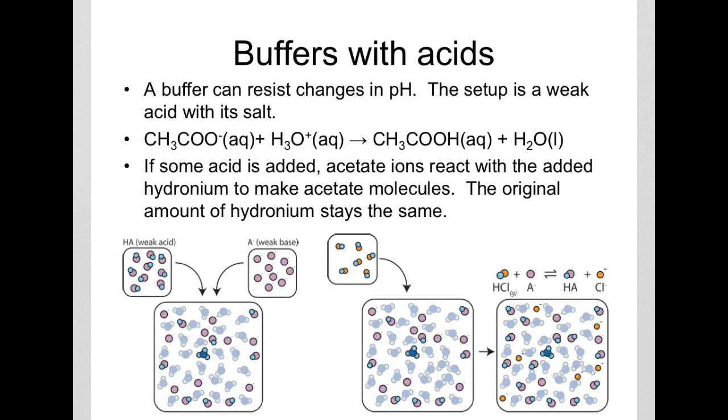Now, one thing that's not mentioned too much in the book, but is one of our standards, is buffers. A buffer is a mixture or solution that can resist changes in pH. The setup is really a weak acid with its salt. So I gave an example. This is acetic acid with its salt, like sodium acetate, in which we have acetic acid and water being made. The way this works is that if some acid's added, the acetate ions react with the added hydronium to make acetic acid molecules.